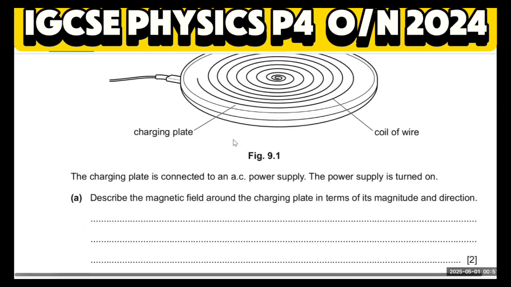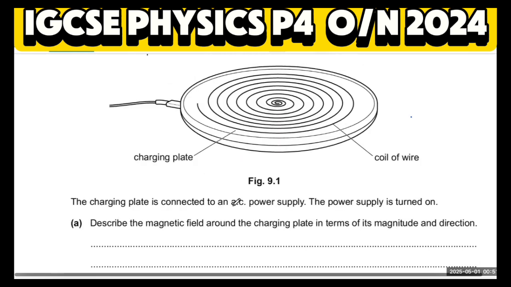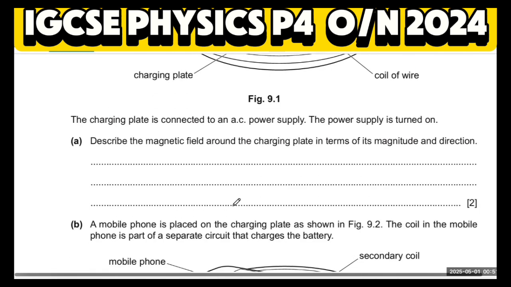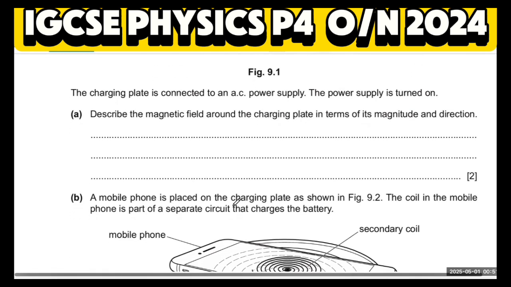So the charging plate is connected with an AC power supply. Why is it AC? Because it should be alternating current. The magnetic field should be changing. If we use DC, it will not work. So the power supply is turned on. Describe the magnetic field around the charging plate in terms of its magnitude and direction. Obviously with the AC current, the magnitude will change and the direction will change at every single point. The frequency of AC is 50 hertz or 60 hertz, so it will change 50 or 60 times per second.